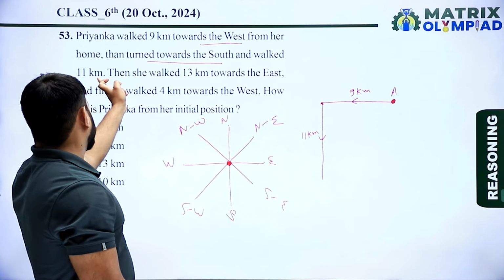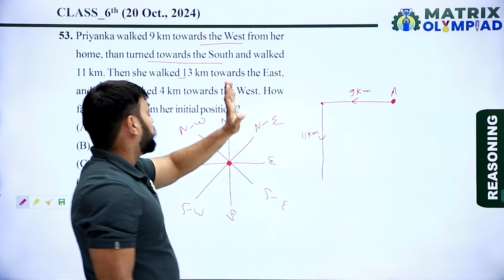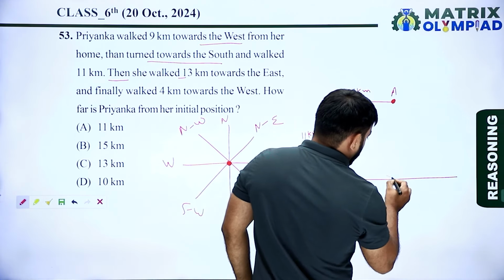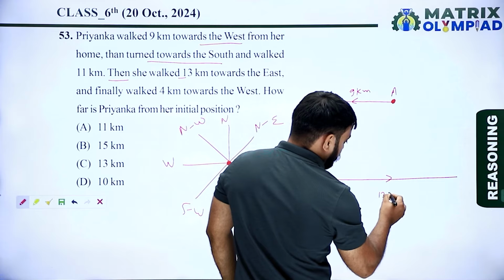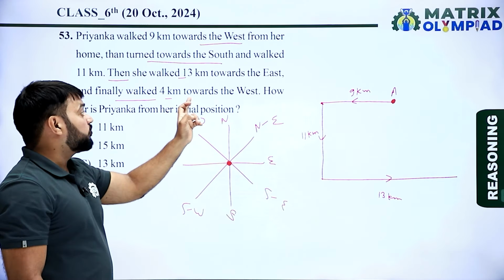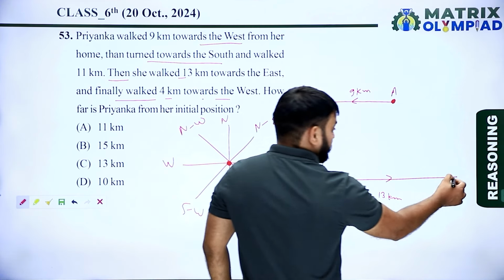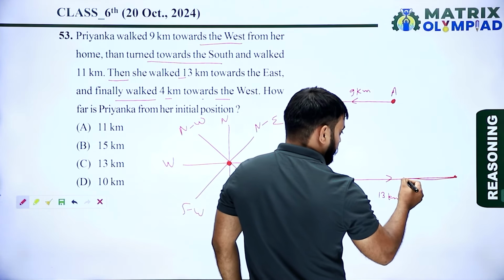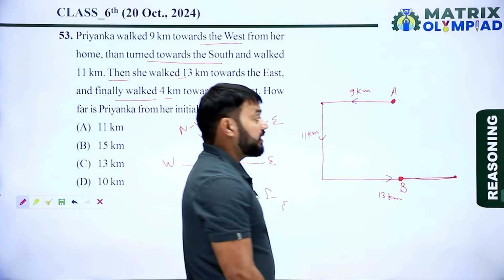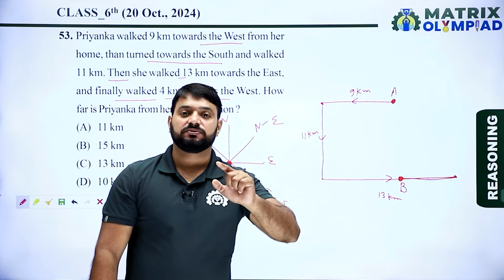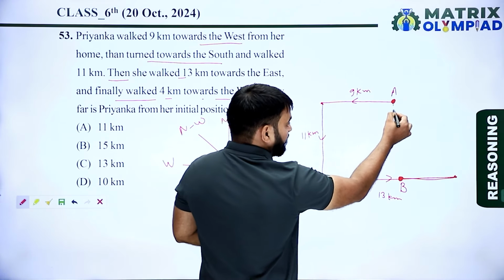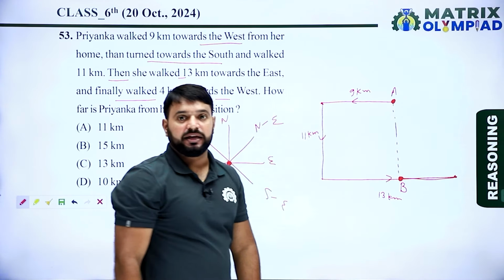After that, she walked 13 km towards east. This is the east of Priyanka now. And Priyanka walked 13 km towards east direction. Finally, she walked 4 km towards west. So this is the west of Priyanka. And this is the final point of Priyanka. So find the distance between initial point and end point. It means find the distance between A and B.